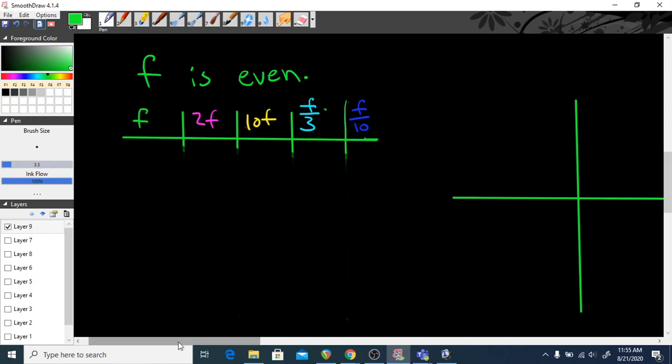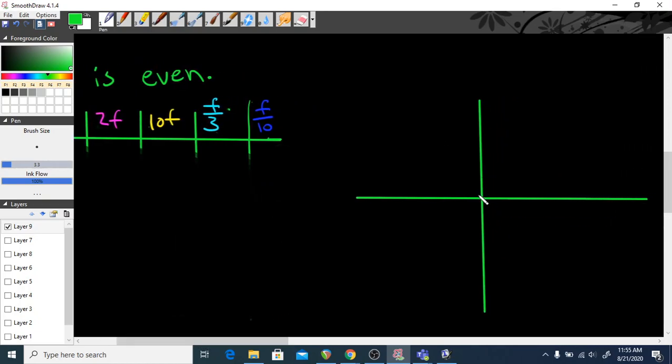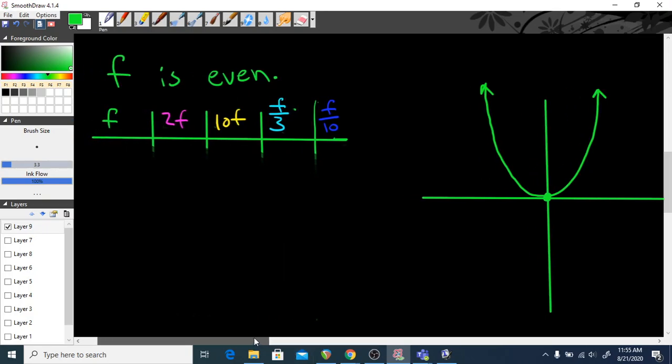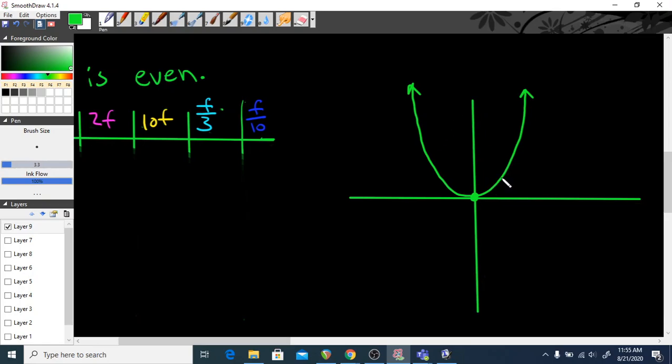The conceptual understanding is what's really important here. So again, F is going to be in green. Now if I take all the Y values and double them to get 2F, in other words, if I take this Y value and double it, it's going to get higher. If I take this Y value and double it, it's going to get higher. So 2F, using that reasoning, is going to be kind of like this.